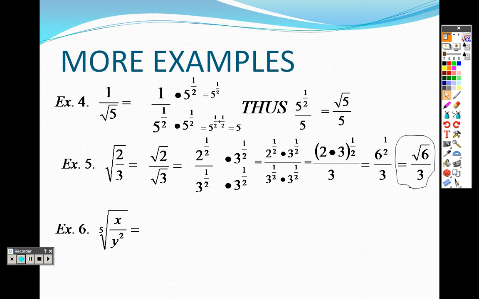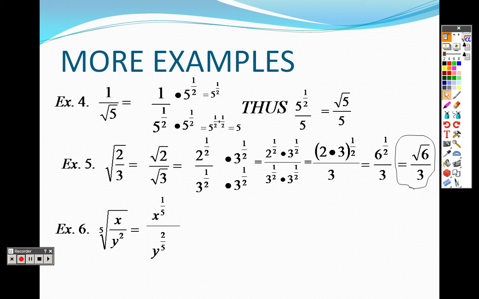Example 6. I just separate this by taking the 5th root of the top, so it's x the 5th over the 5th root of the bottom, and when you rewrite that, that is y to the 2/5. Now this one's a little trickier. I need to multiply it by y to the something power, that will add up to a whole on the bottom.